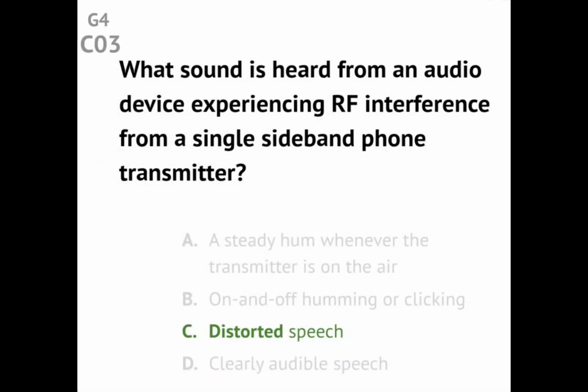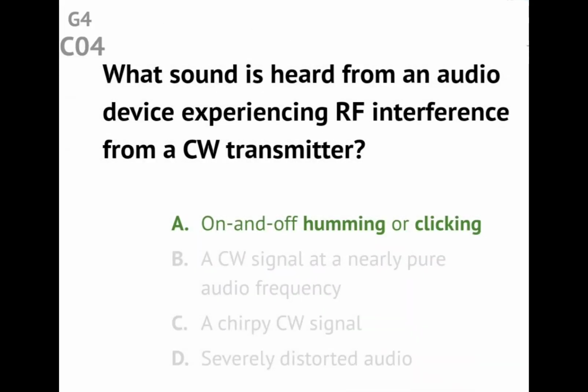Question G4C03. What sound is heard from an audio device experiencing RF interference from a single sideband phone transmitter? Answer: distorted speech. Question G4C04. What sound is heard from an audio device experiencing RF interference from a CW transmitter? Answer: on and off humming or clicking.